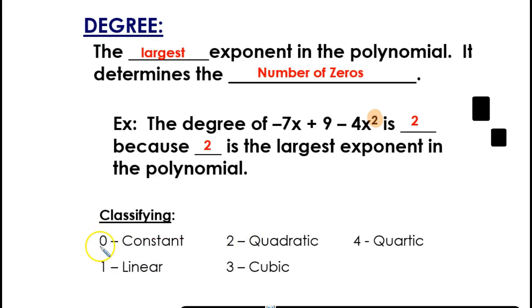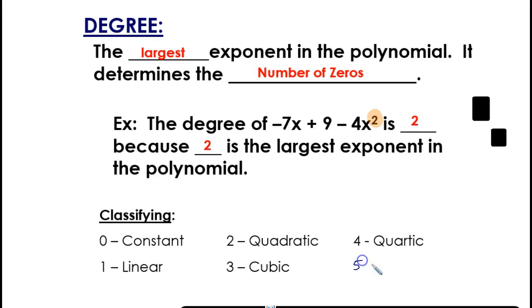If the degree is 0, it's called a constant. We'll see some examples of these in a minute. If the degree is 1, it's called linear, and you might remember linear functions from 9th, 8th, 7th grade. If it's got a degree of 2, it's called a quadratic, and we've been playing a lot with quadratics over the last few weeks. If it's got a degree of 3, if the largest exponent is 3, it's called a cubic. If it's got a degree of 4, it's called a quartic.